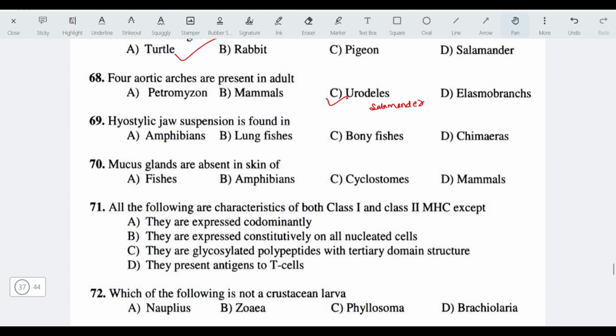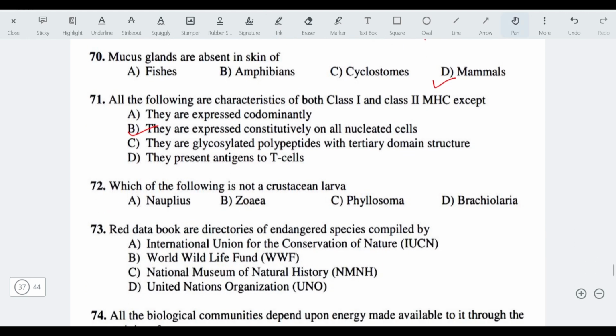Next, hyostylic jaw suspension is found in. The answer is elasmo. Oh, sorry. The answer is elasmobranchs. Okay, not lung fishes, right? Next, mucus glands are absent in skin of. The answer is mammal. Which of the following are characteristic of both class 1 and class 2 except B? They are expressed continuously on all nucleated cells, right?